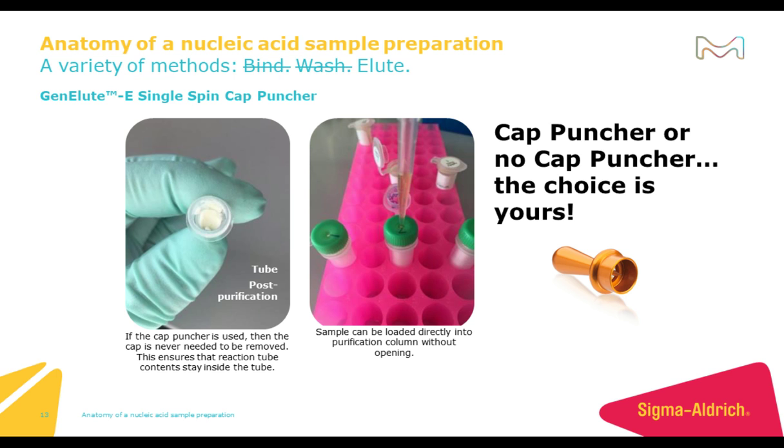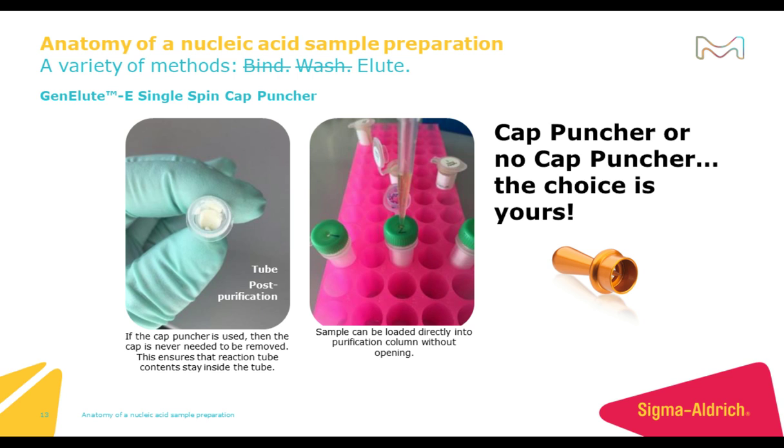Now you can choose your own workflow. You can simply load your sample directly into the column without opening the purification column. Just use the GenElute E single spin cap puncher device. This helps reduce cross-contamination by keeping the sample contained between transfer steps. While this tool is meant to work specifically with GenElute E purification columns, it is not required for purification.